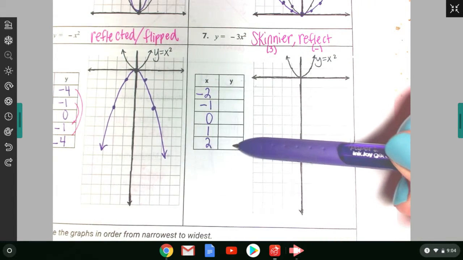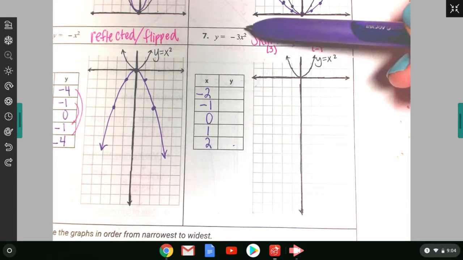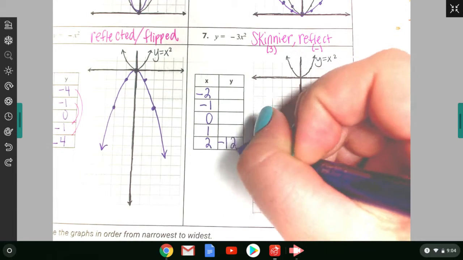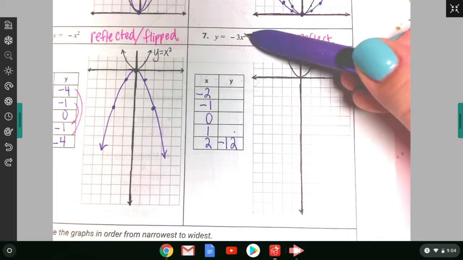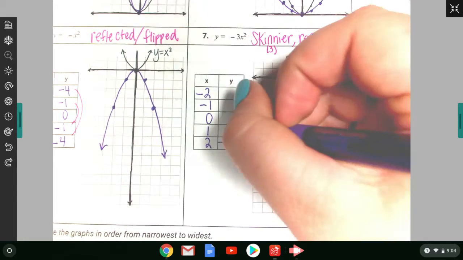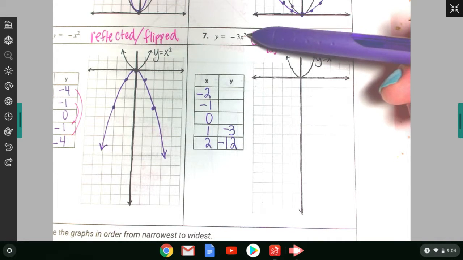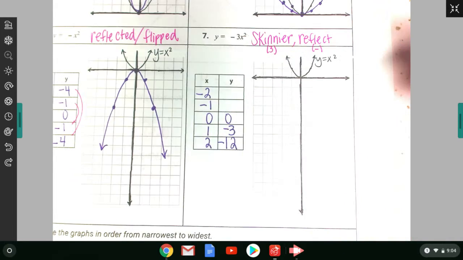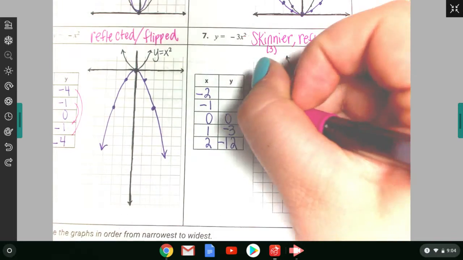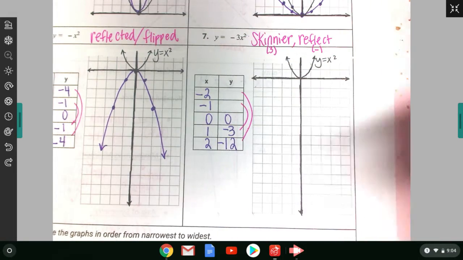So if I plug in a 2, I've got 2 times 2 is 4, times -3 is -12. If I plug in a 1, I've got 1 times 1 is 1, times -3 is -3. If I plug in a 0, I've got 0 times 0 is 0, times -3 is 0. And then I know enough to make my crossovers.